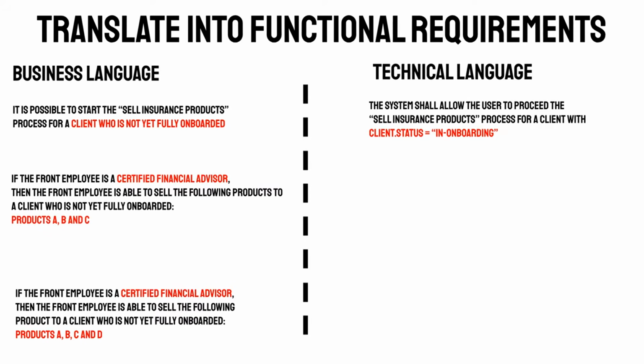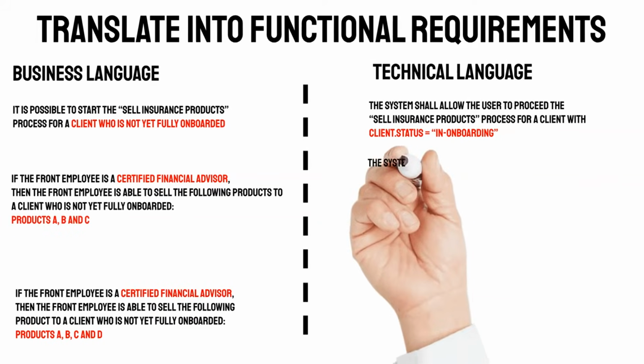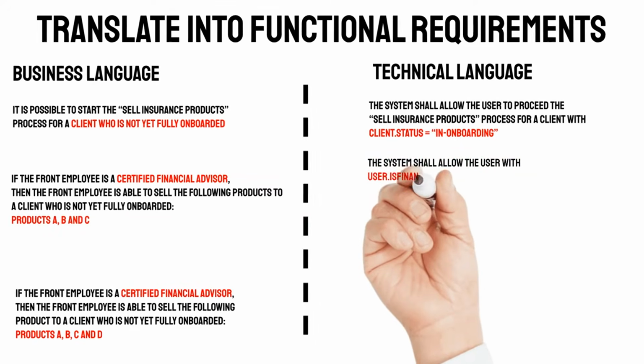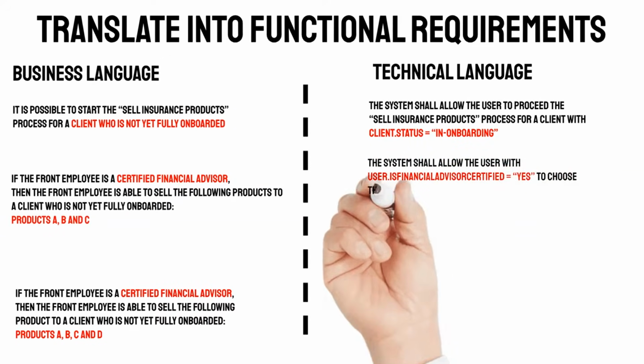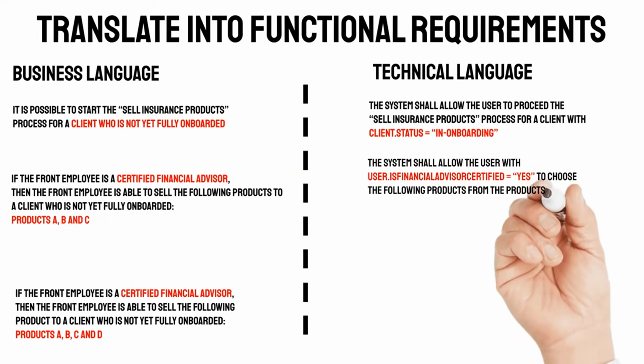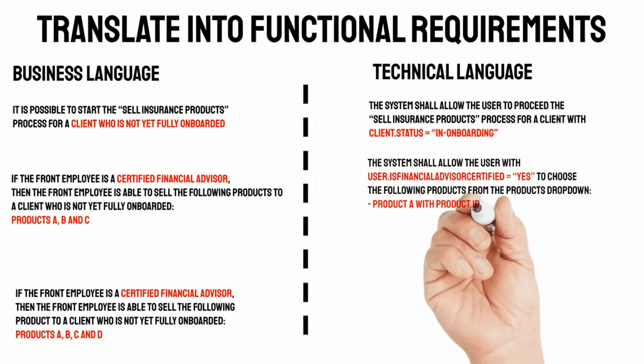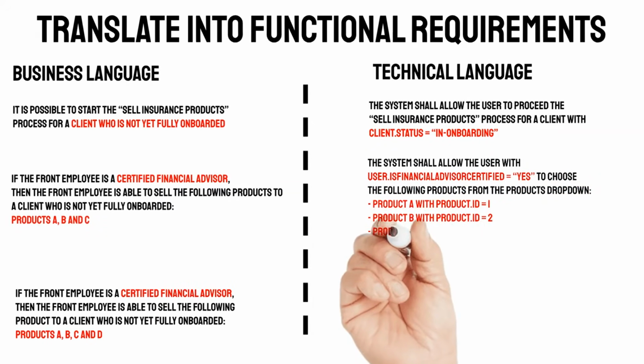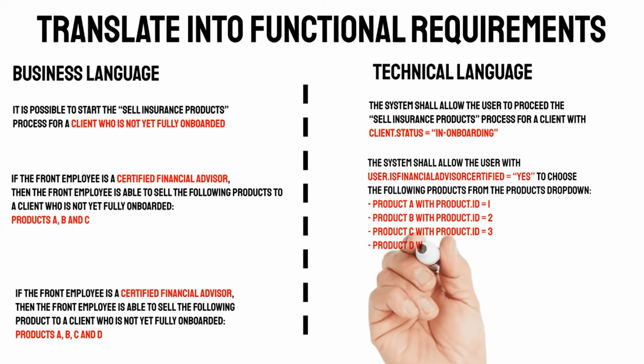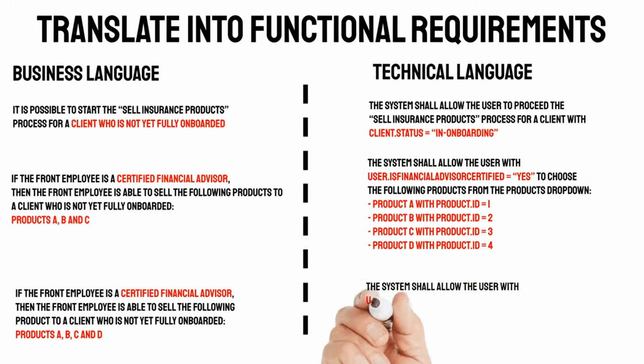If you want to do another example, for example, the second one, this is about the financial advisor. It's just on the other side, on the technical language, that you have this user.is financial advisor certified, yes. And also for the products with the ID of the product, so the developer knows which product to implement here. That's the translation between business language and technical language.